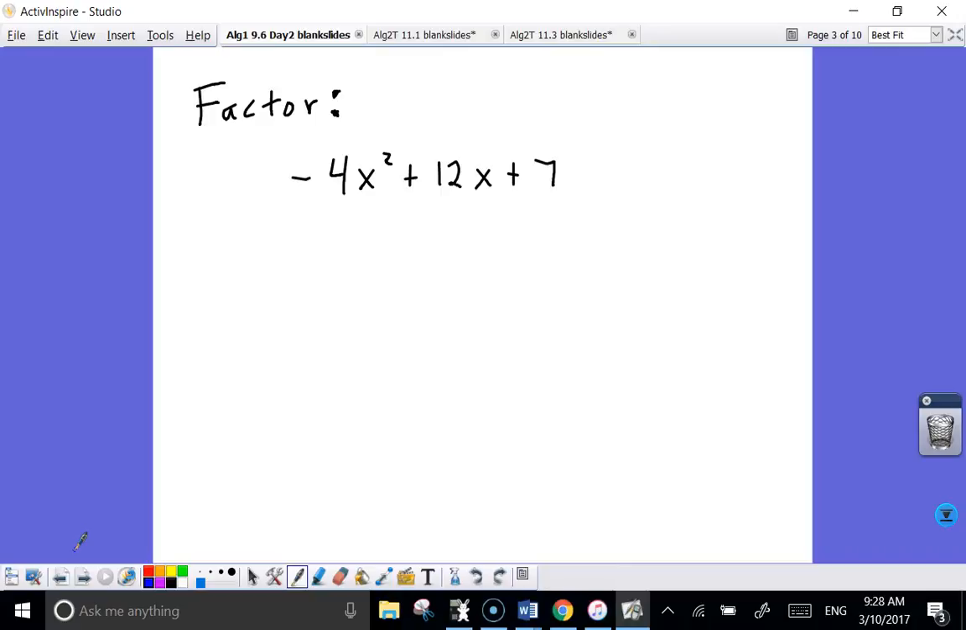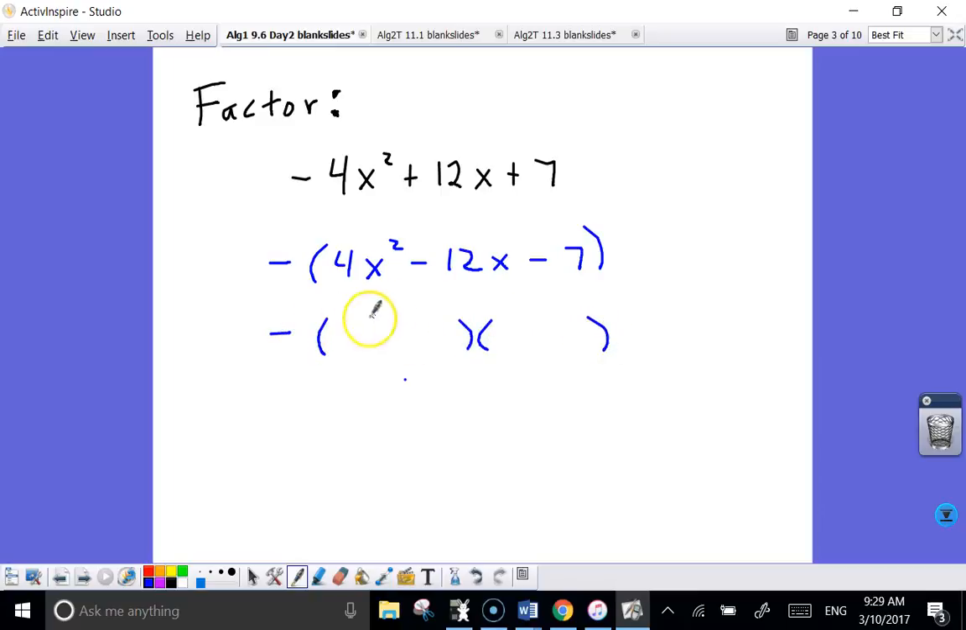If I take a negative from this, I'm going to get negative 4x squared minus 12x minus 7. And then I can just factor what's inside the parentheses, which has a leading coefficient which is positive. That's usually what you do. You'd like to start with a leading coefficient which is positive. So I'm just going to carry this along for the ride. There's the negative. And then I'm going to have to figure out what goes into these positions.